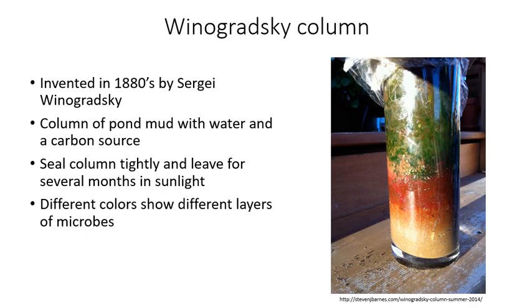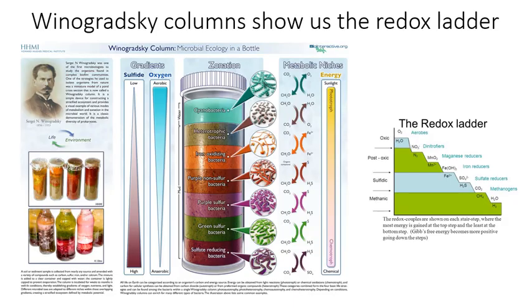After a few months, you start to see different colors in different layers. These colors are showing you the areas inhabited by various types of microbes that are adapted to different types of oxidants and reductants. And so this is an example of the redox tower. In other words, the Winogradsky column is showing us the various metabolic niches of the microbes in the pond mud. Remember that all microorganisms have a metabolic niche, what carbon, energy, and electron source they use.